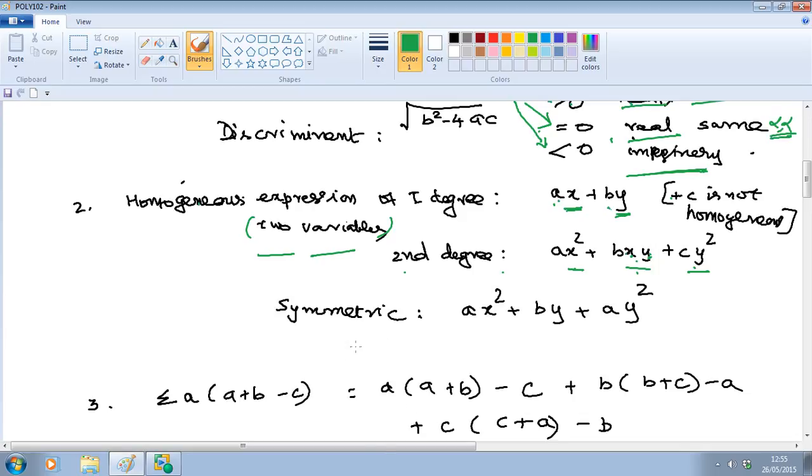So the next is symmetric. A symmetric expression means x and y are replaceable with each other. In this, the constant a in x² is repeated at y² also, and bxy is the same term. So if you replace x by y and y by x, the same thing remains. Here a and b are constants.